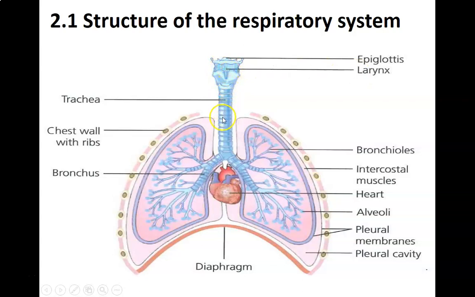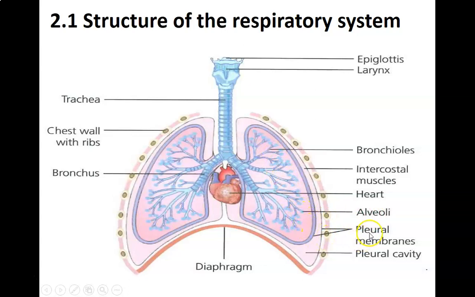Then we've got our trachea, which is also known as our windpipe, and this splits up into two bronchus, or bronchi, and we have two, one going into the right lung and one going into the left lung. And after the bronchi, we have these tree-like structures which are known as bronchioles. And in the bronchioles we have the alveoli, which are one cell thick, and this is where gaseous exchange takes place.